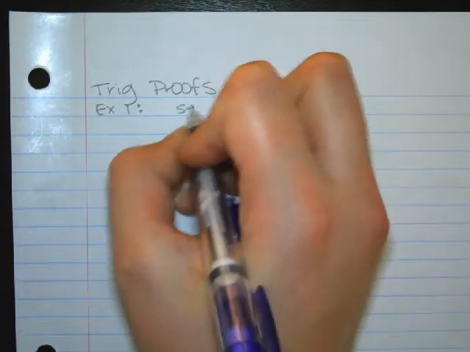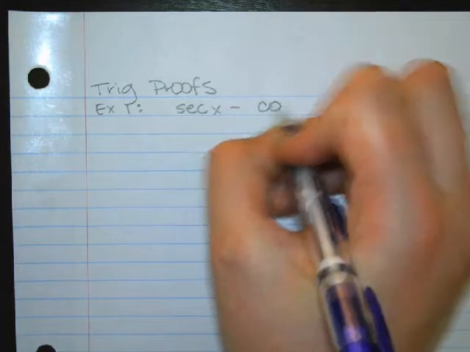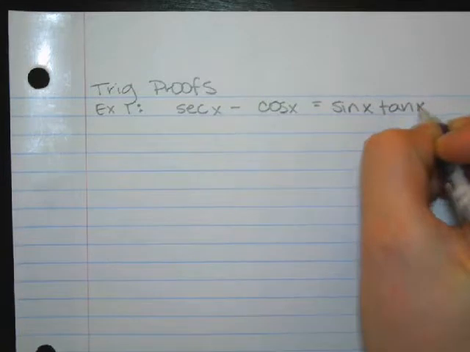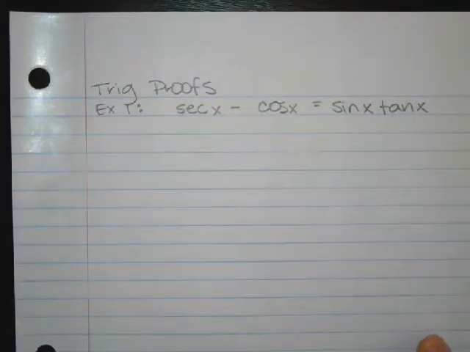We're going to do secant x minus cos x equals sine x tan x. So this time we have two sides to an equation. We don't just have an expression. And the goal of these problems is to show that one side equals the other side. So we're going to manipulate one side of the equation to make it become the other side. So one rule that you have to remember is that you can only mess with one side. You can't change something about the left side, then change something about the right side, then change something about the left side. You can only do one side at a time.